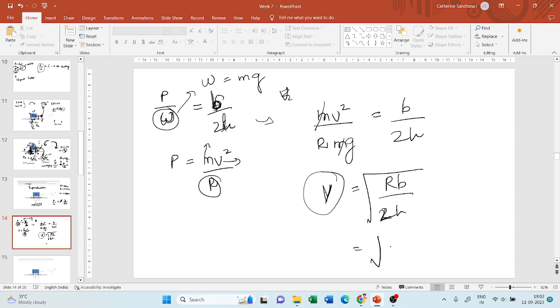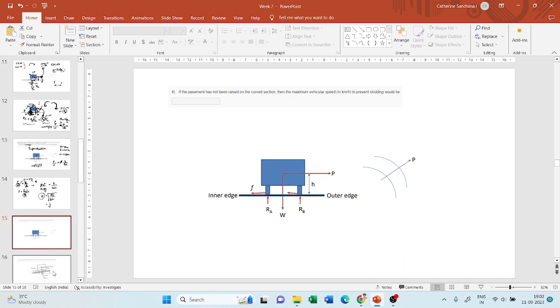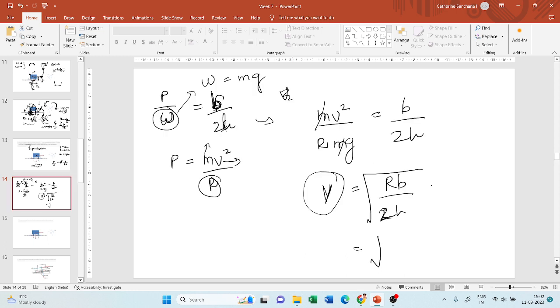So what is the radius of the section? It is 360 meters. The track distance is 2.2 meters.